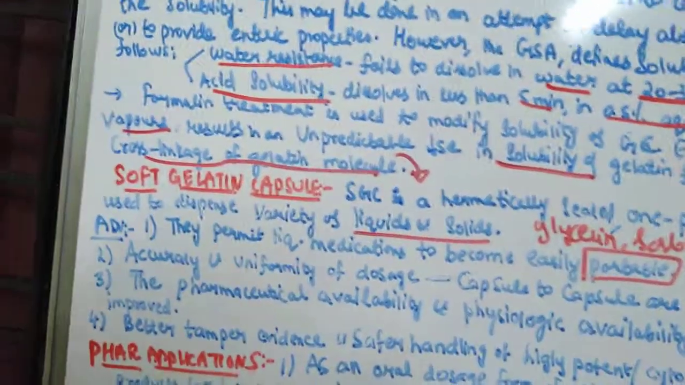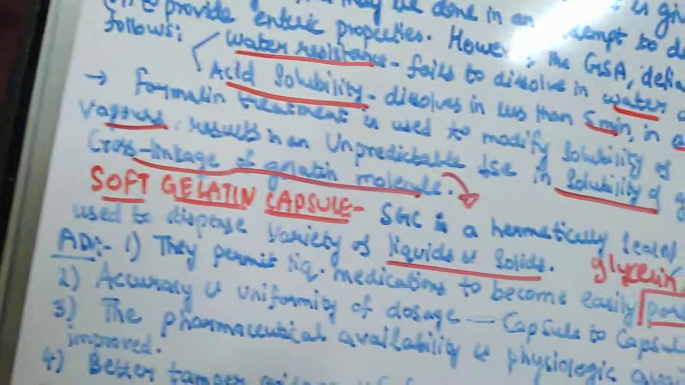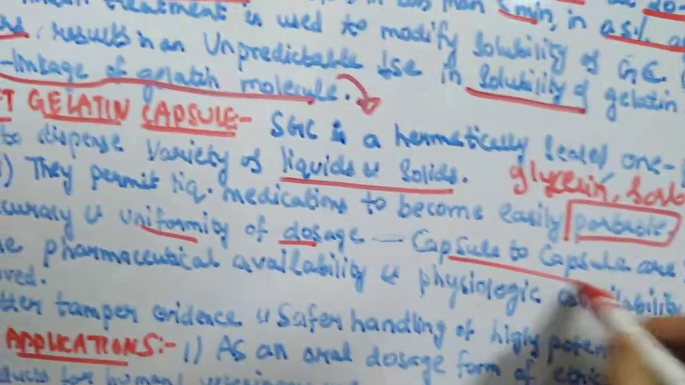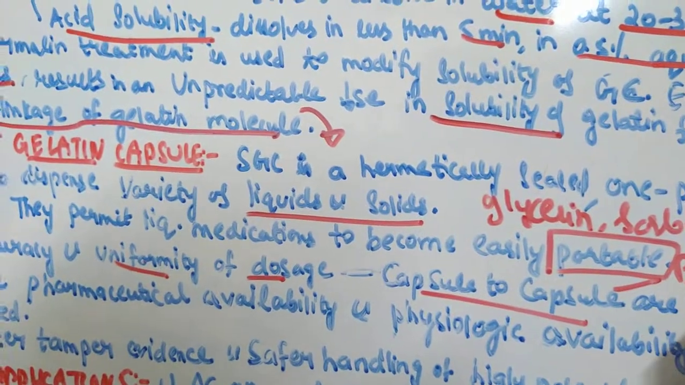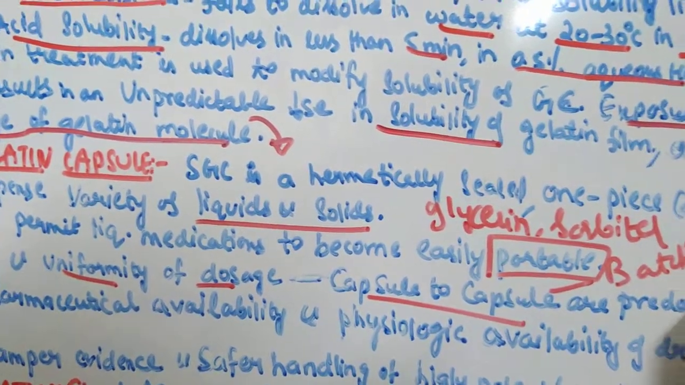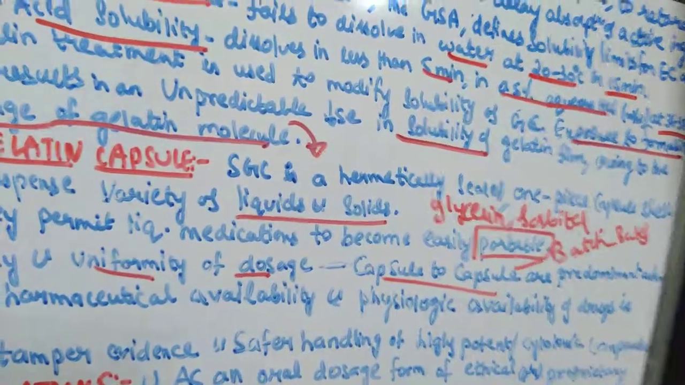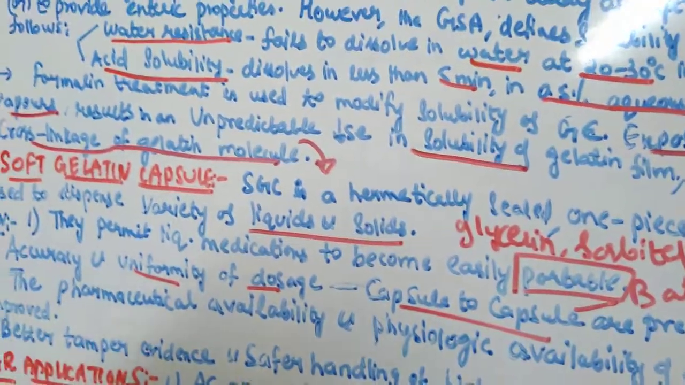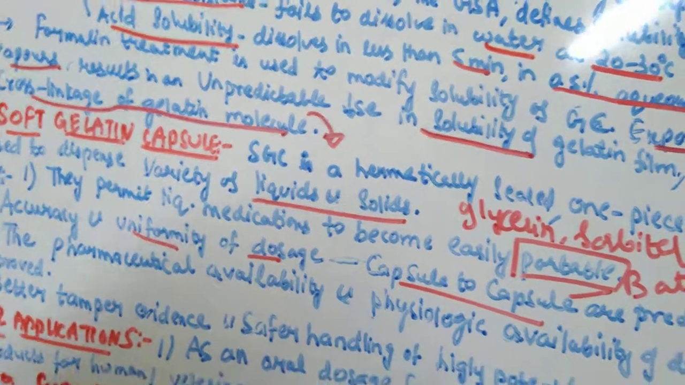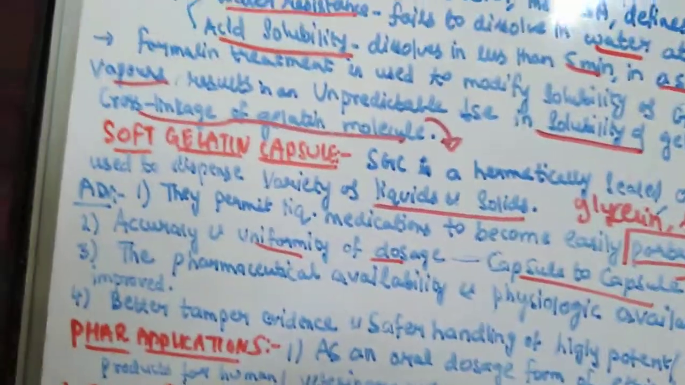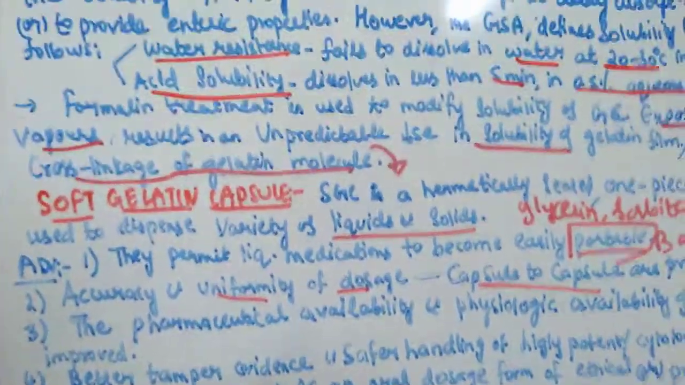Next advantage is accuracy and uniformity of dosage. Accuracy and uniformity of dosage from capsule to capsule and from batch to batch are maintained. These are very predominant advantages. What are the predominant advantages? Accuracy and uniformity of dosage, they become predominant advantages because they maintain the uniformity of dosage from capsule to capsule and also from batch to batch.